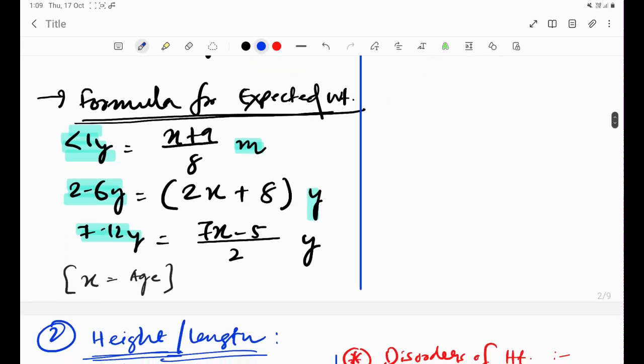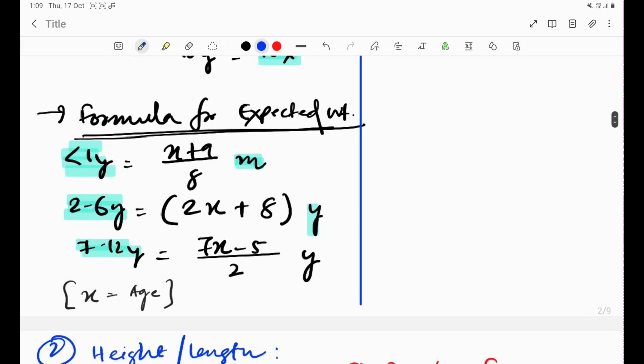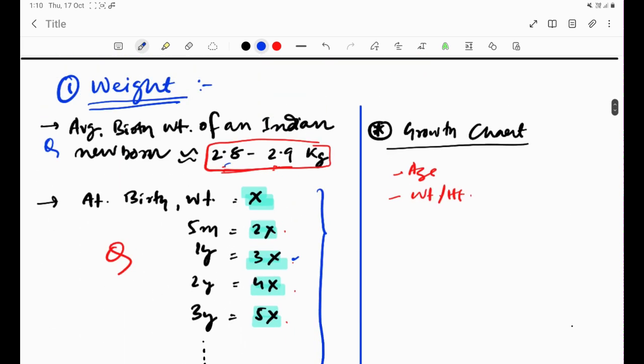Then another is the formula for expected weight. No question has been asked from this formula, but as they are asking from this chart, they might ask this kind of question in the next exam. It's easy. You first have to find the age bracket: if the child is less than 1 year, from 2 to 6 years of age, or from 7 to 12 years of age, and then apply the respective formula. For example, for less than 1 year, it is (X plus 9) by 2, where X is the age given in months. You just have to remember these formulas. Read them a few times, and you will remember eventually.